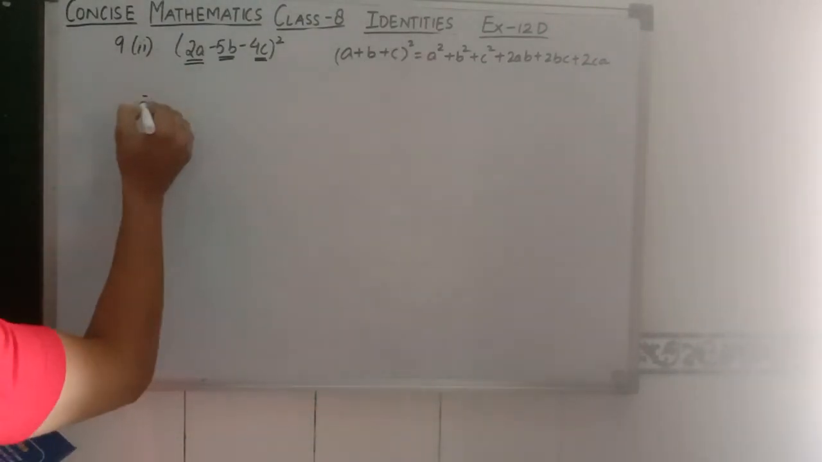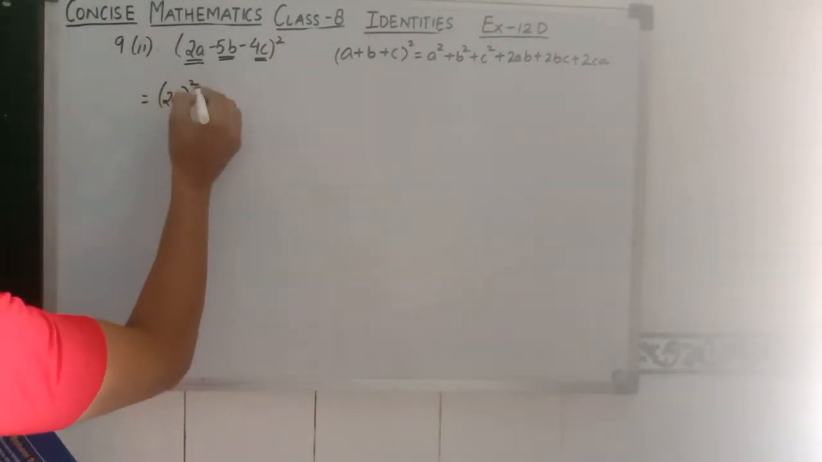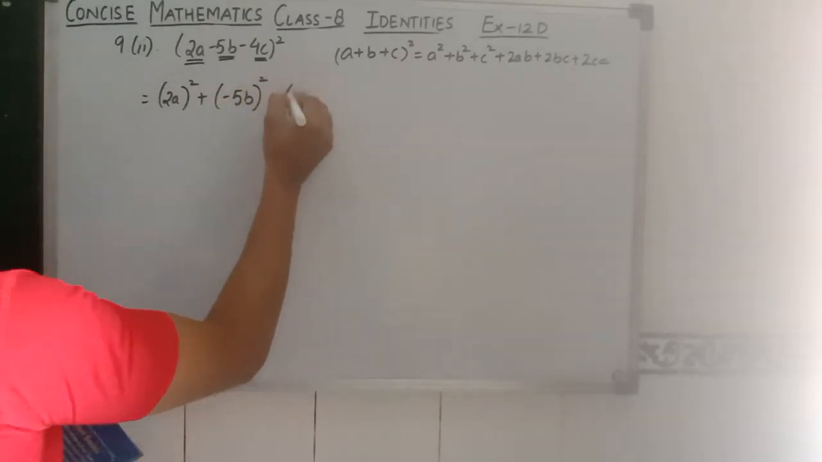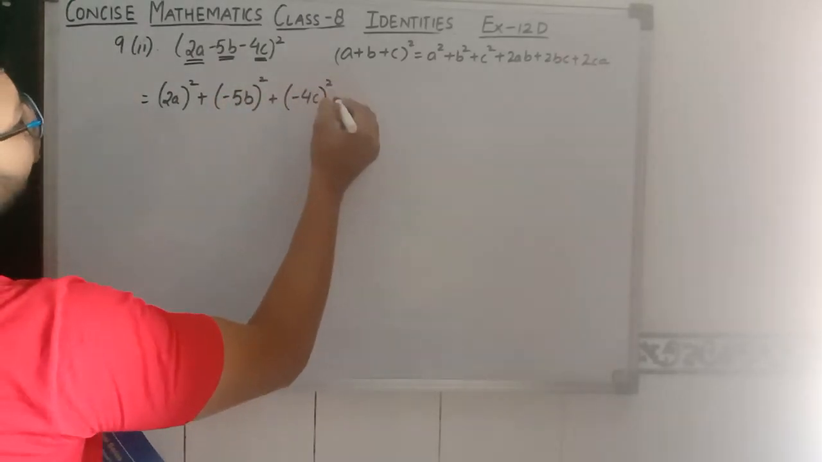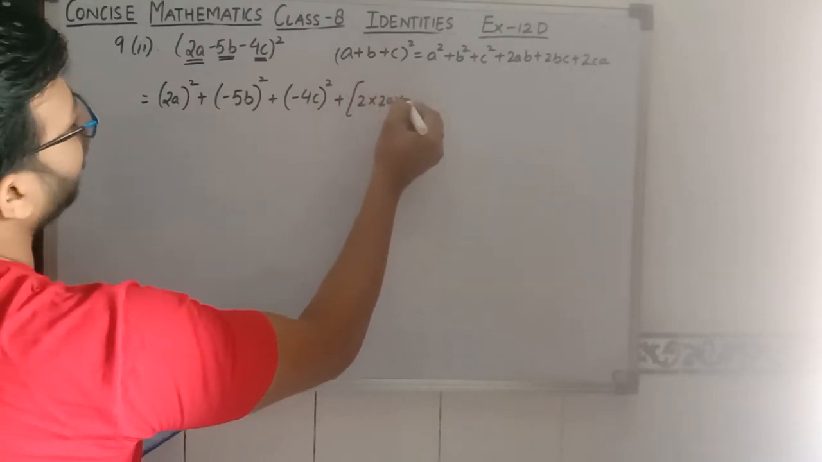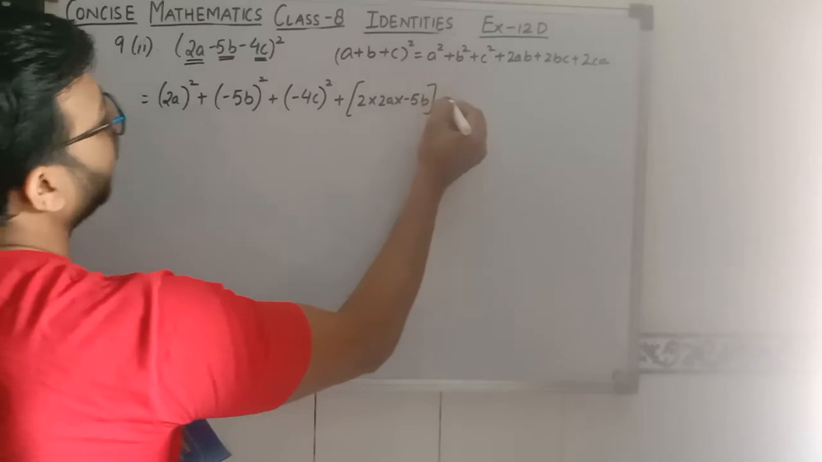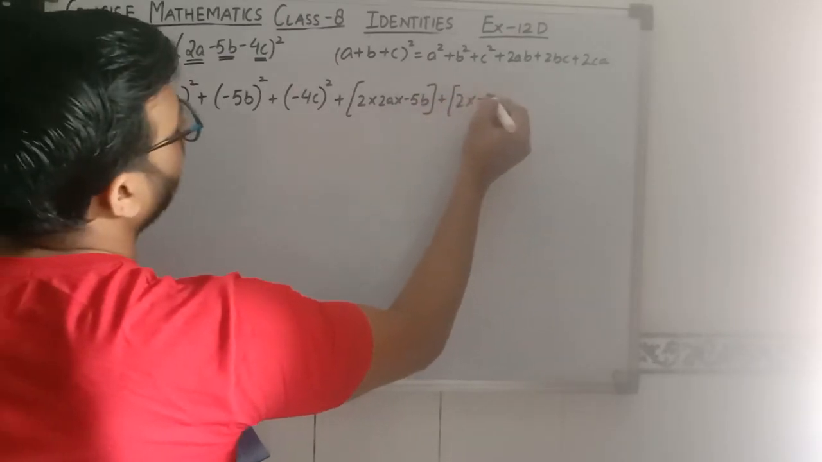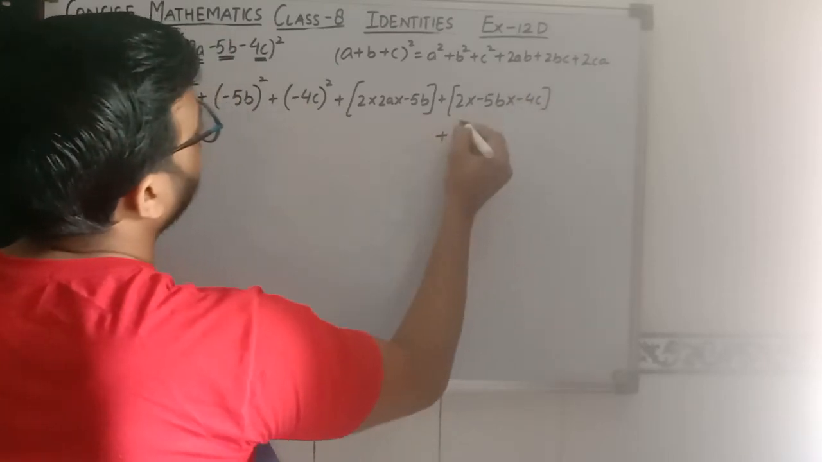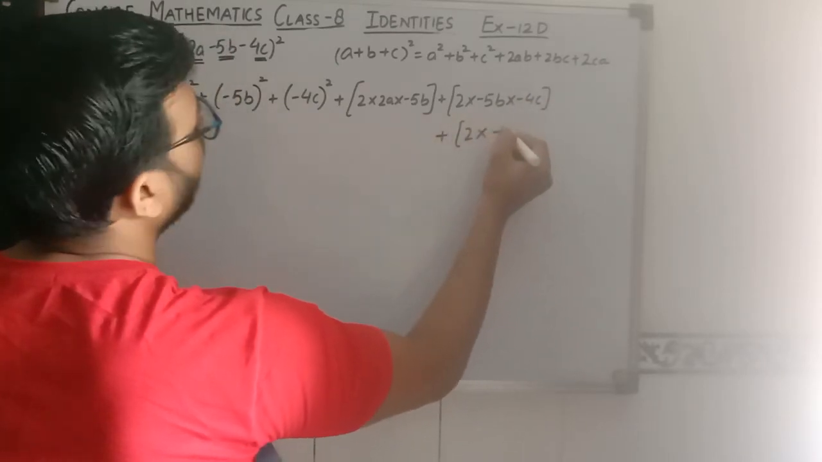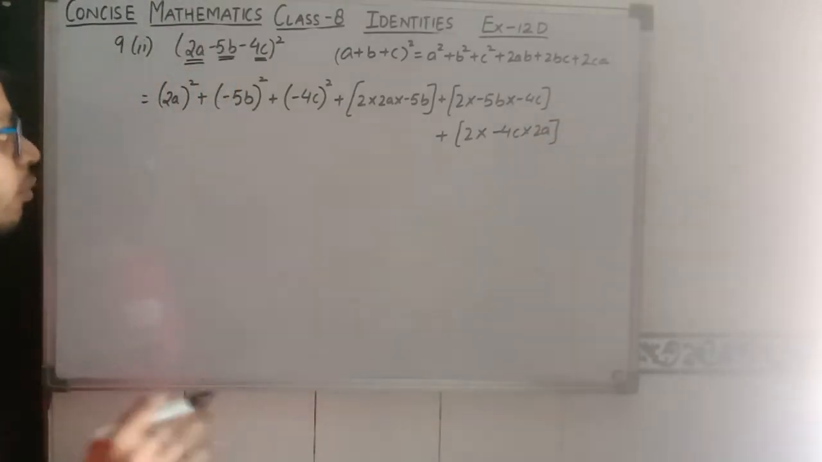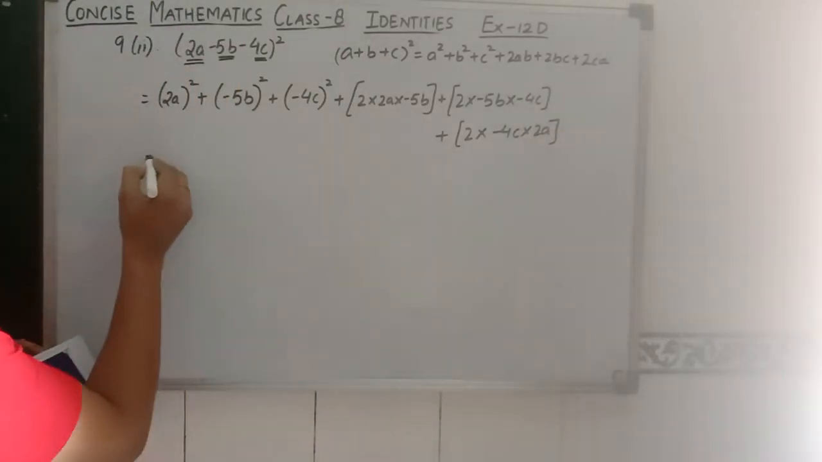So first of all, a square, so it will become 2a square, plus b square, so negative 5b square, plus c square, so negative 4c square. 2ab, so 2 into 2a into minus 5b. After that 2bc, so 2 into minus 5b into minus 4c. And after that 2ca, so 2 into minus 4c into 2a. All the terms we are placing with the respective signs.